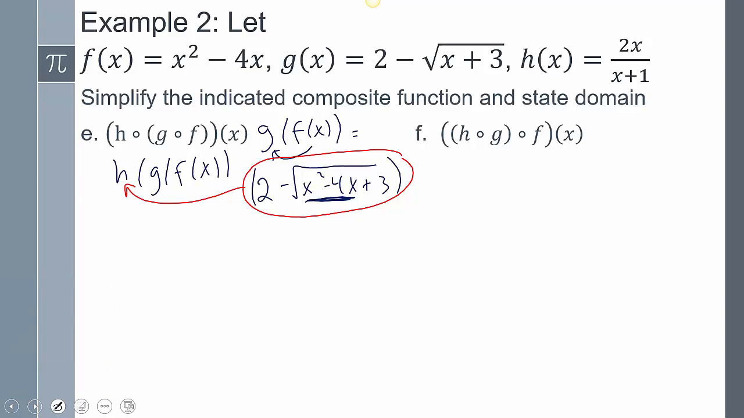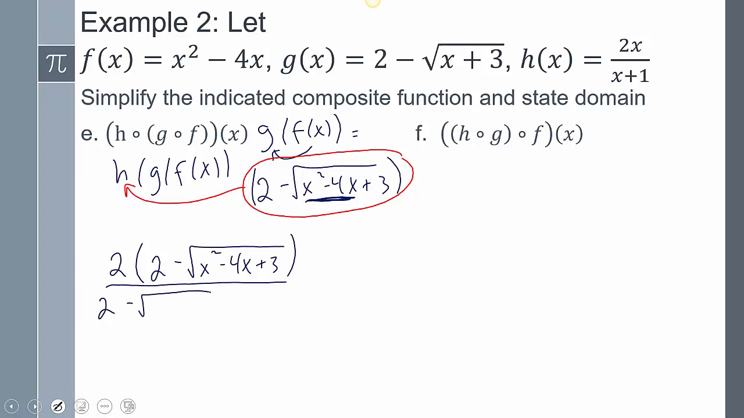And so if I take that and plug it into my h function, I'm going to get 2 times 2 minus the square root of x squared minus 4x plus 3 over 2 minus the square root of x squared minus 4x plus 3 plus 1.